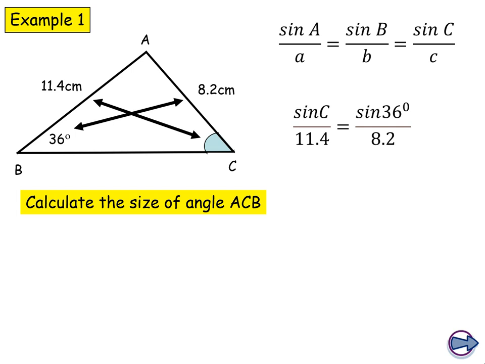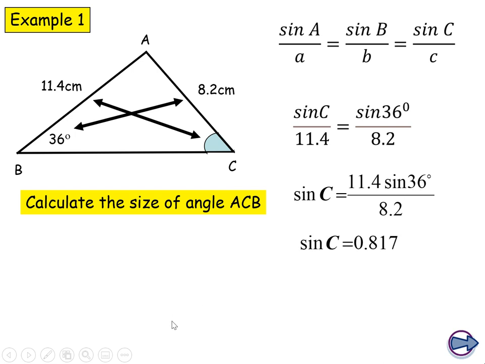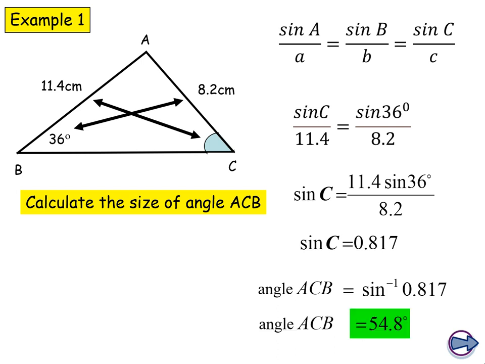Once you've got that in, it's very similar. What's in the bottom here, we're going to have to work out sin C first. So the 11.4 is dividing, it will go over and multiply. And then you work this out in your calculator. 11.4 multiplied by sin of 36 divided by 8.2. So sin of C is 0.817. Now, that's not your final answer. Your angle is not 0.817. When you're working out an angle, to work out the angle C or the angle ACB, you do sin to the minus 1 of 0.817, and you should get 54.8 degrees.